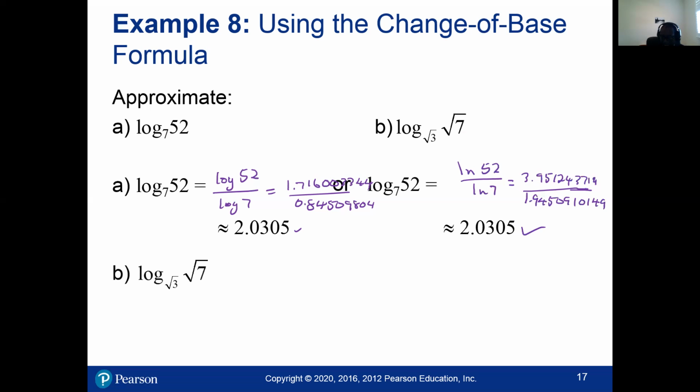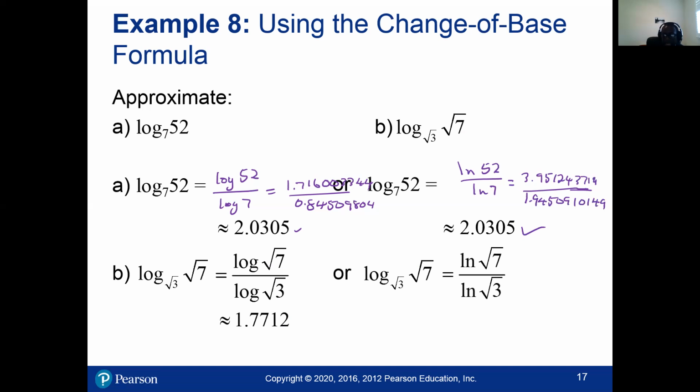The second one, we can change it to base 10. That would be log of square root of 7 divided by log of square root of 3. When you approximate it, that gives me 1.7714 to 4 decimal places. On the other hand, if you change it to the natural log, that becomes natural log of root 7 divided by natural log of 3, and that approximates to the same value.